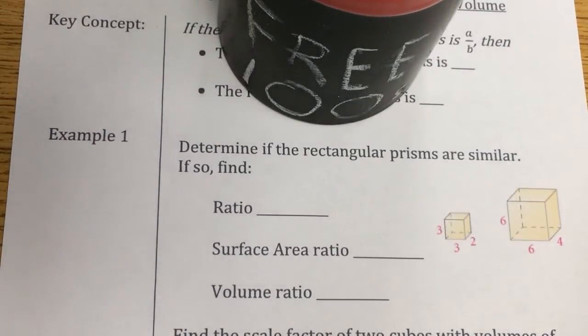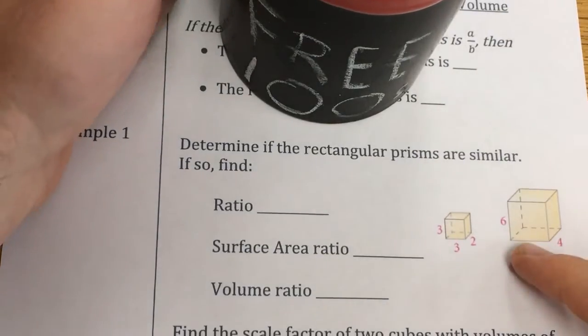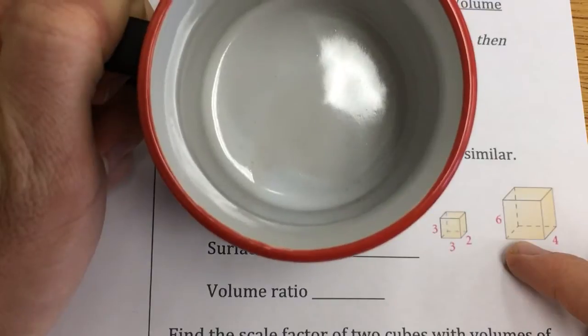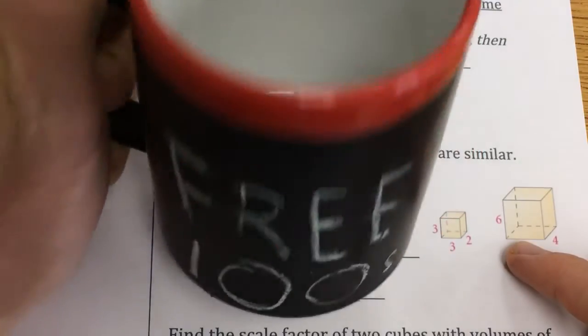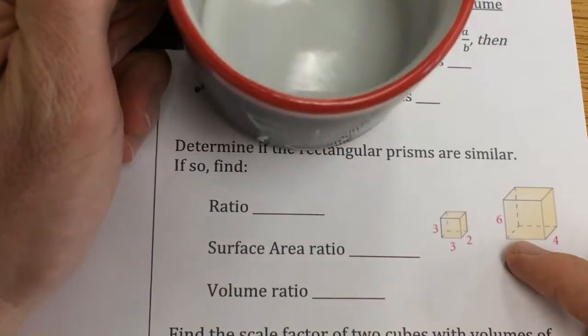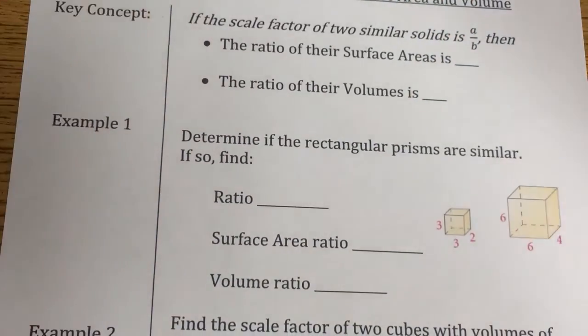You've caught me in the middle of my afternoon snack, having a little bit of my free 100s in my mug. Let's see what's inside. Oh, whoops. There's nothing inside. If you haven't figured it out by now, there are no free 100s. But you can earn them here in my geometry class.